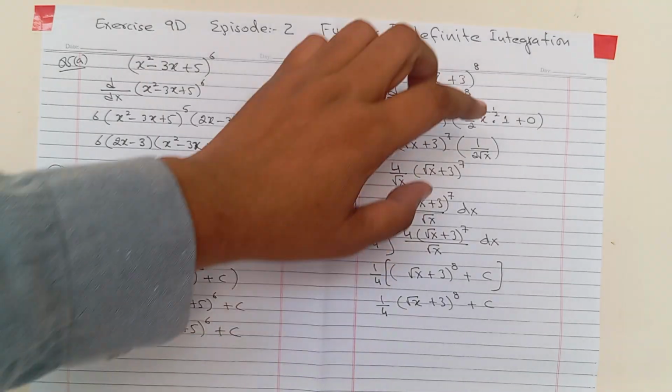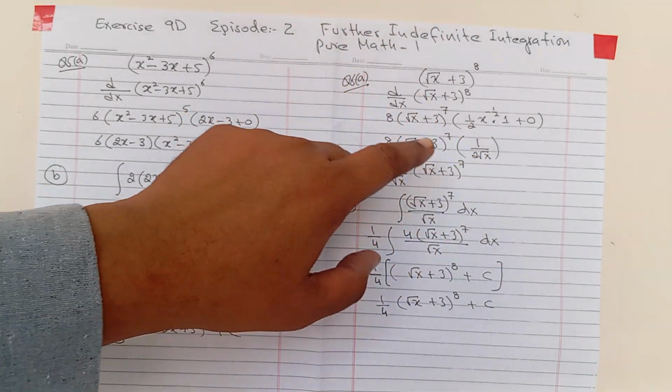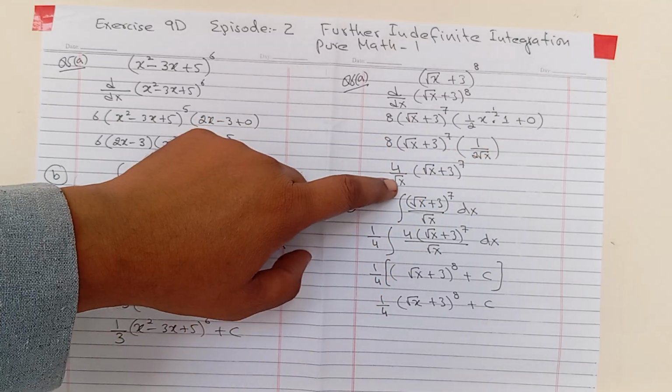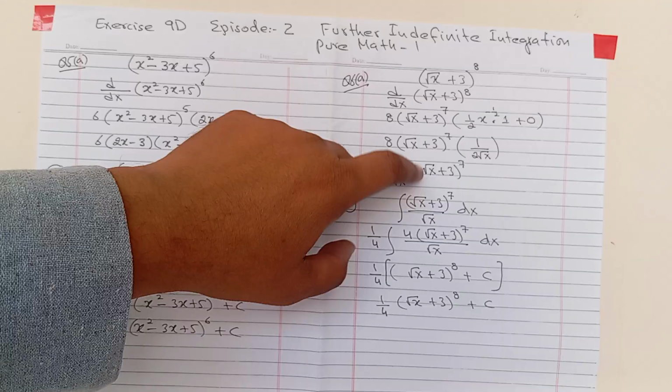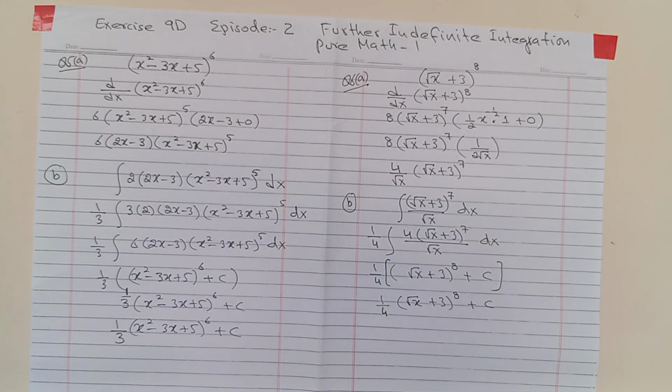So this expression is basically 1 by 2 under root x. This 8 and 2 will be cancelled. So you are left with 4 by under root x into (under root x plus 3) whole raised to power 7. So this is how you will differentiate this.